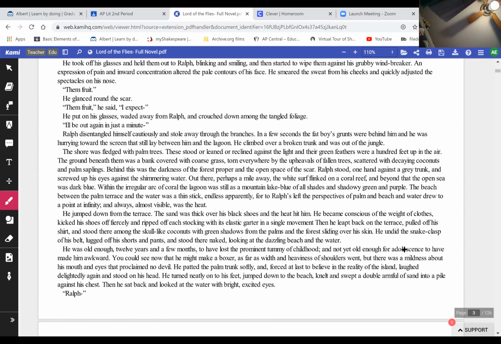This is Ralph, right? He became conscious of the weight of clothes, kicked his shoes off fiercely, and ripped off the stock. This idea of the clothes is going to be a symbol of civilization as well. Think about how we judge people. We judge people based off their clothes.